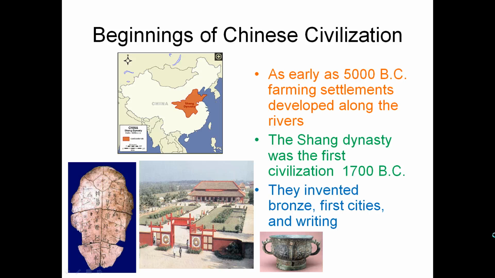As early as 5000 BC, historians believe that farming settlements first appeared along the rivers. The Shang dynasty was the first civilization, in 1700 BC, and this dynasty was known for inventing bronze, the first cities, and a uniform system of writing.